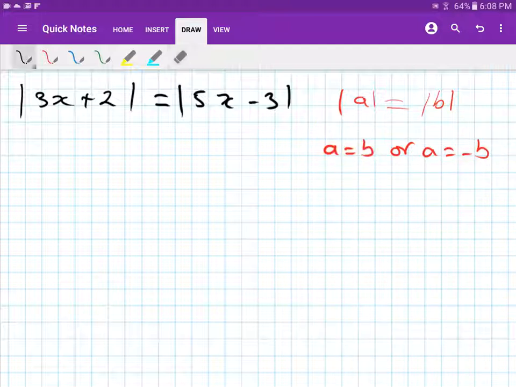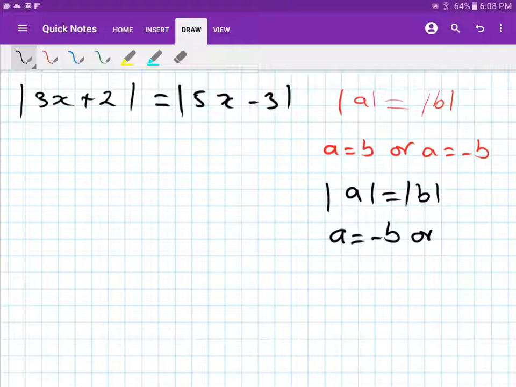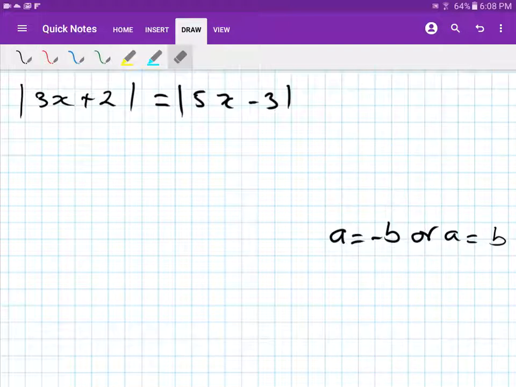So in other words, if absolute value of A equals absolute value of B, this means that A equals negative B or A equals B. That's it. So you don't need any extras, because it's only absolute value of A equal absolute value of B. So I just remove that, so I get more space to work on. Just keep that in mind for me.